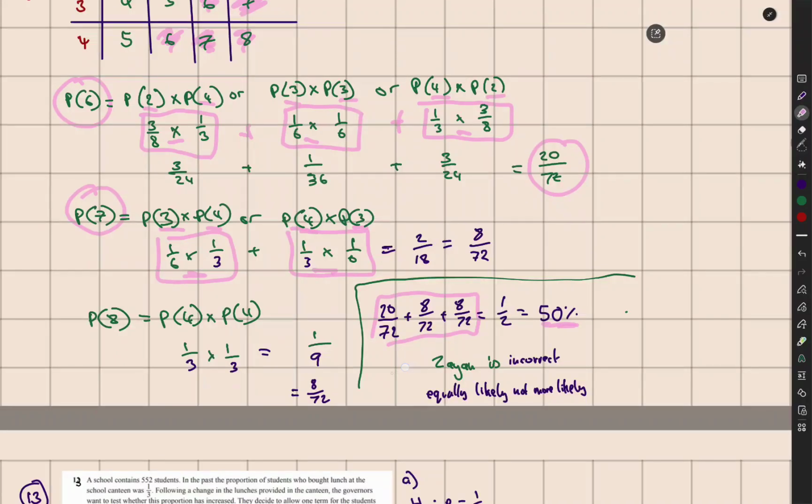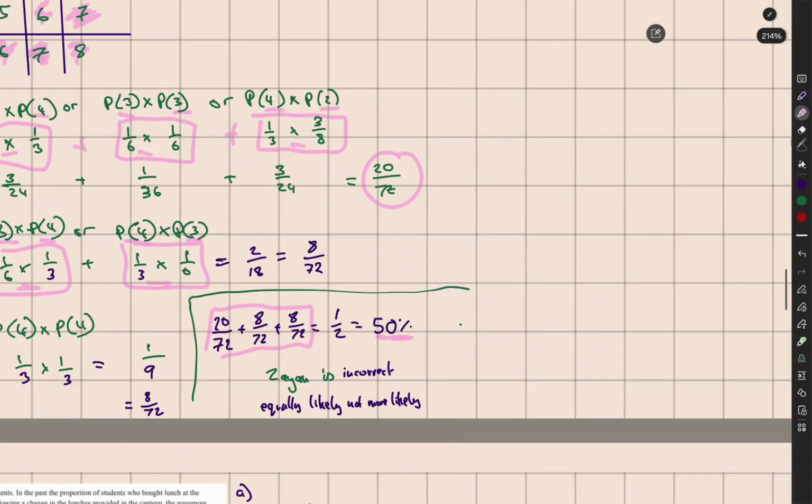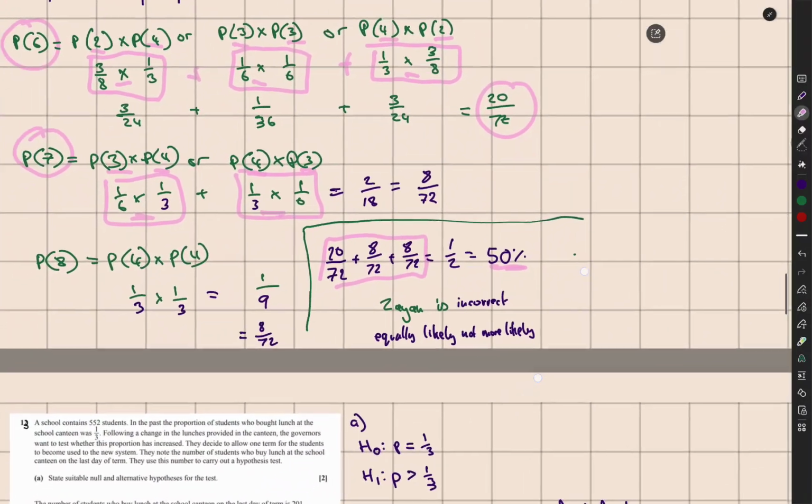So Zion is incorrect because it's not more likely, it's equally likely.